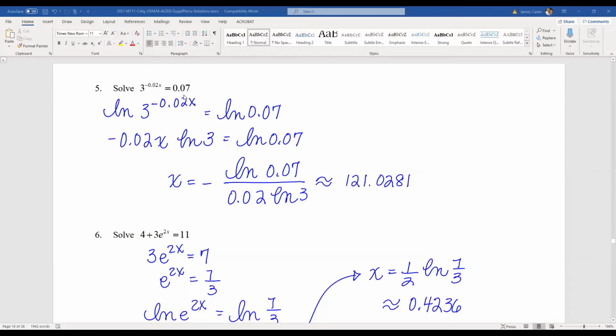Another set of incompatible bases. So we take natural log of both sides. We could have taken regular little log if we had chosen. It really wouldn't matter on this problem. Using the power rule, we bring this negative 0.02x out front. Then we're going to divide both sides by natural log 3, and also divide by the negative 0.02, leaving the x on the left. You have these two you can put into the calculator and then get that answer.